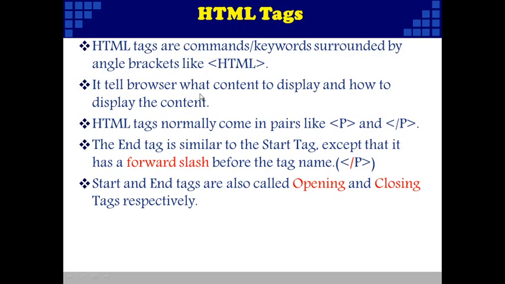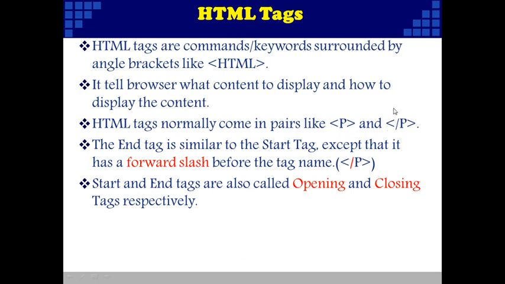So HTML is all about the tag. HTML tags are the commands, or you can say keywords, surrounded by two angle brackets. So the tag tells the web browser what content to display and how the content will display on the web page. HTML tags normally come in pairs like p open and p close.